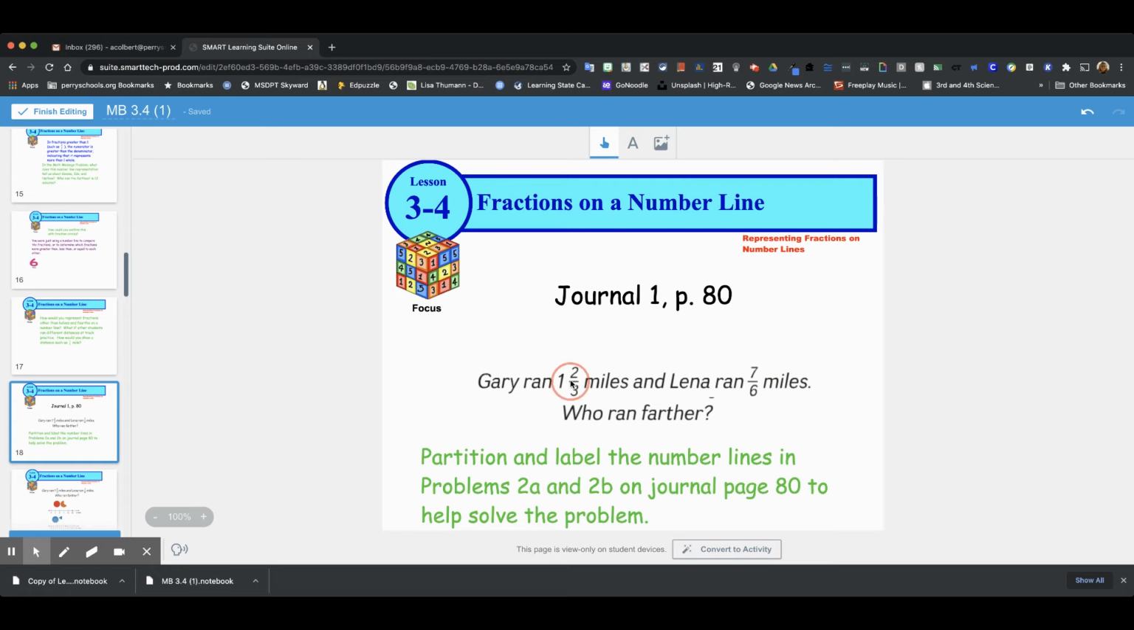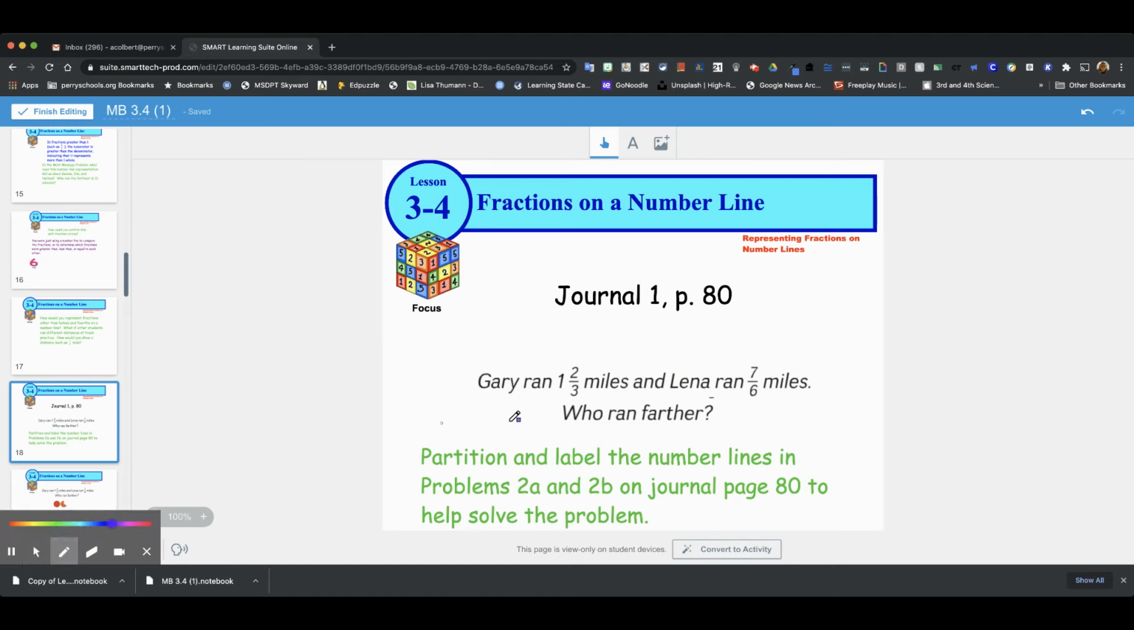This one has a whole number with a fraction, so it's called a mixed number. This one has a numerator that's greater than the denominator, so it's actually considered an improper fraction. But what we also know and remember from the previous slides, the numerator is greater than the denominator, so we know this is at least 1 mile. They both ran more than 1 mile. Now we need to figure out, is the 2/3 fraction greater or the fraction that lies with this one?